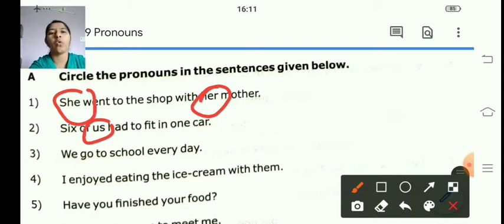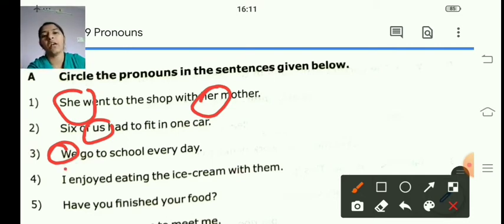Now the third one, we go to school every day. So here we are mentioning everyone. We are using the word we. So it is a pronoun. Right? And the fourth one, I enjoyed eating the ice cream with them.